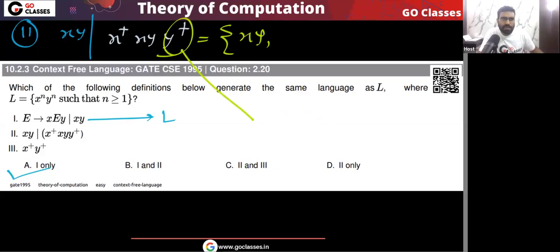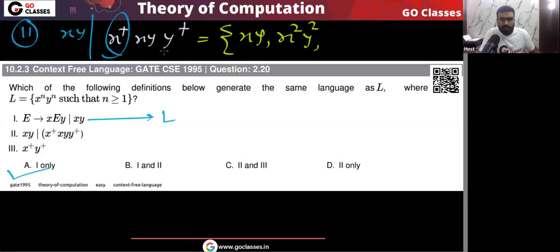So very simple. If I repeat this one time and this one time, then I will get x square y square. But remember, there is no connection between this x plus and this y plus; they have nothing to do with each other. So you can repeat this any number of times, and this any number of times. For example, if I repeat this 2 times, then including this I will get x power 3, and if I repeat y, let's assume 6 times, then I will get y power 7. So this type of string is also possible.